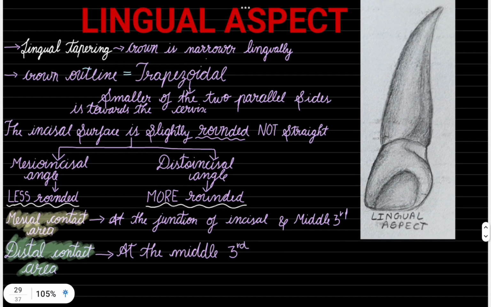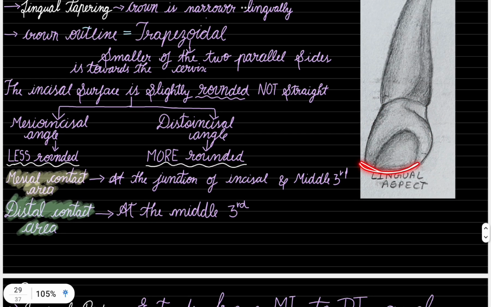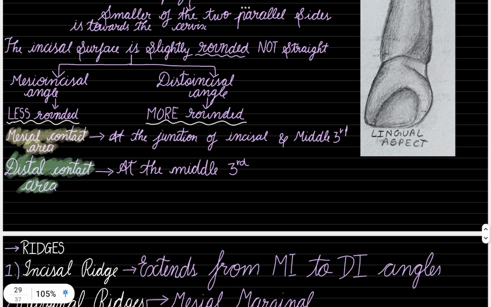For now we have the lingual aspect. Now in the lingual aspect, as you know, lingually the crown will converge, that is, it will show lingual tapering. So because of lingual tapering, crown is narrower lingually. Crown outline similarly is trapezoidal. Then we have the incisal ridge, or the edge or incisal surface is slightly rounded, not straight. We have the two angles, mesioincisal, distoincisal. Mesioincisal is less rounded, distoincisal is more rounded. We have similar mesial and distal contact areas.